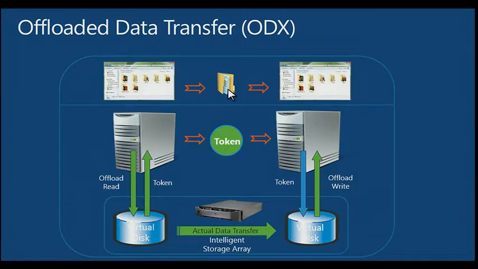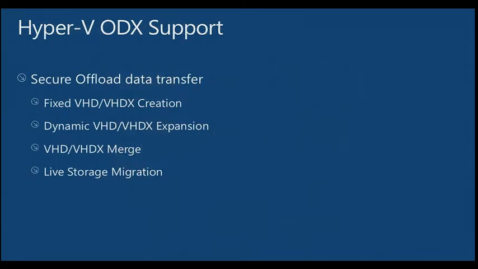There are a few scenarios we can leverage it in for virtualization. A big one is creating fixed size virtual hard disk files. I don't know if any of you have played with Hyper-V and created a virtual hard disk file and gone, why does it take so long? It's because it's zeroing every byte on the disk. We can offload that to storage, and I'll show you that in a second. Again, for a dynamic virtual hard disk or VHDX expansion, when we're growing the disk, we can offload that as well. Basically, hey, grow the disk for me, and the storage will do that for us.